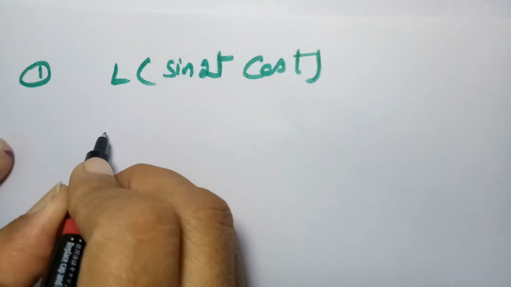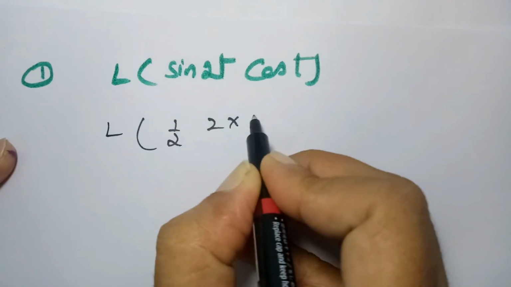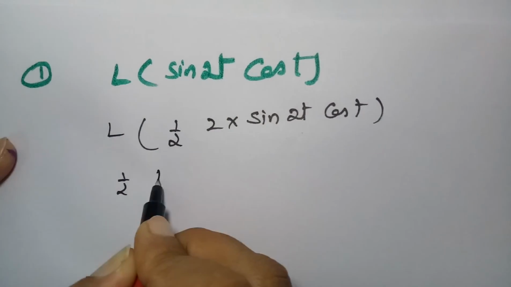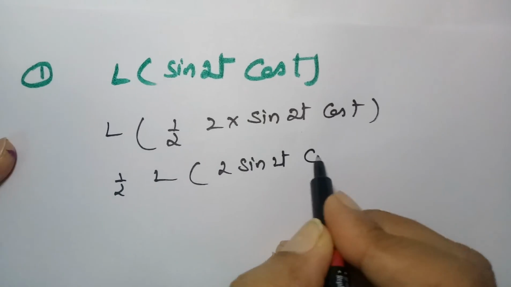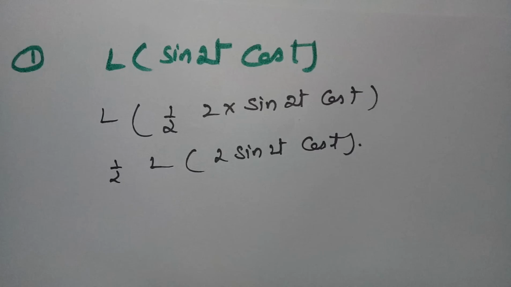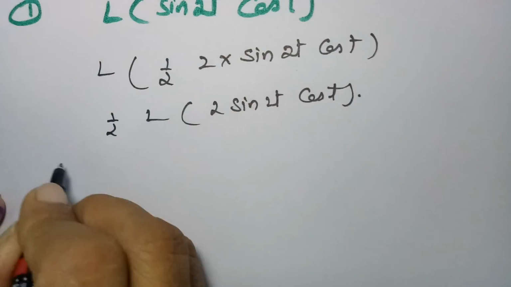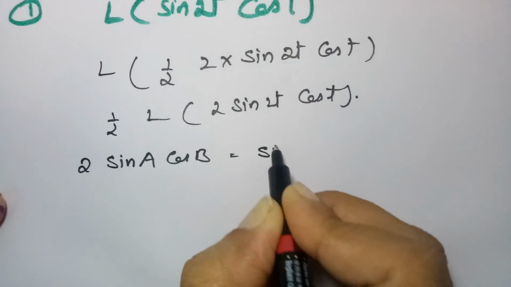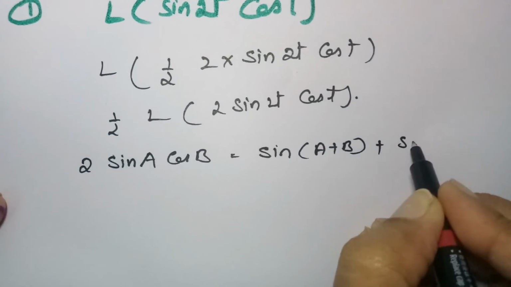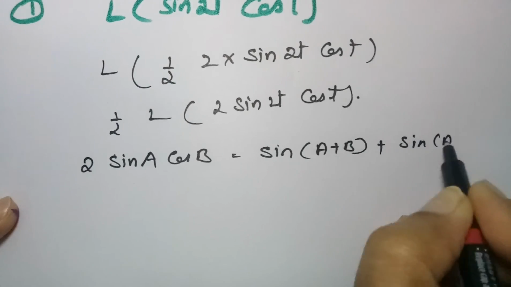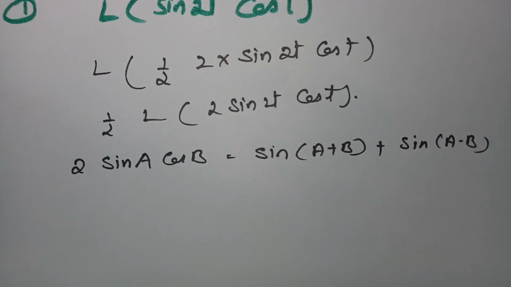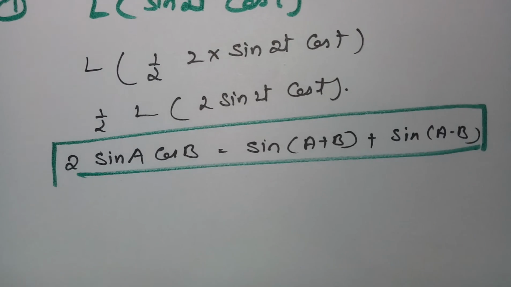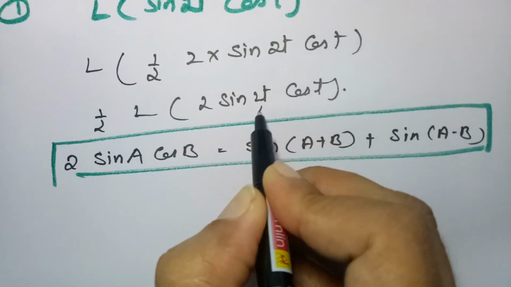In order to put it in a formula, I have to multiply and divide with 2. 2 times of sin 2t into cos t. Half I am keeping out, and this is 2 sin 2t into cos t. So what we have to do, we have a formula for this, that is 2 sin a into cos b is equal to sin of a plus b plus sin of a minus b. So this is the formula you have to remember. So here it is a and it is b. This is a and this is b.